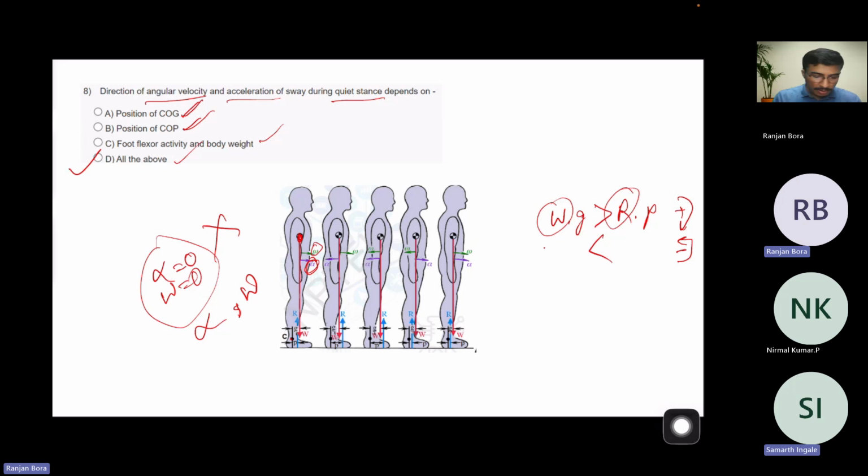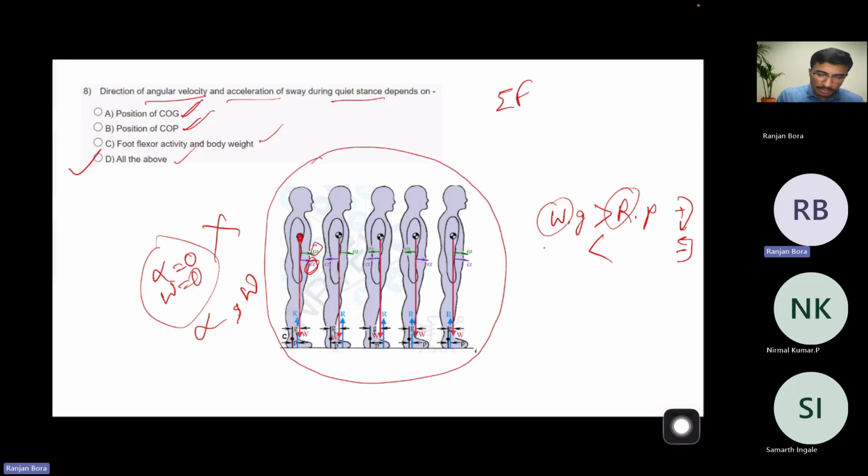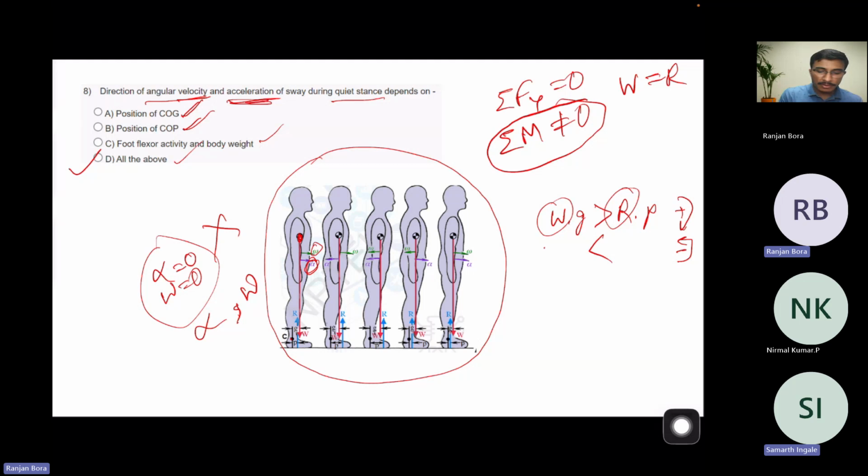See, in this position, when the person is standing, the summation of Fy is 0 because W equals R. This reaction force R will be equal to the weight of the person, which is W. But here the summation of M is not equal to 0, which means a moment exists. Since there is a moment, we are considering angular velocity and angular acceleration.